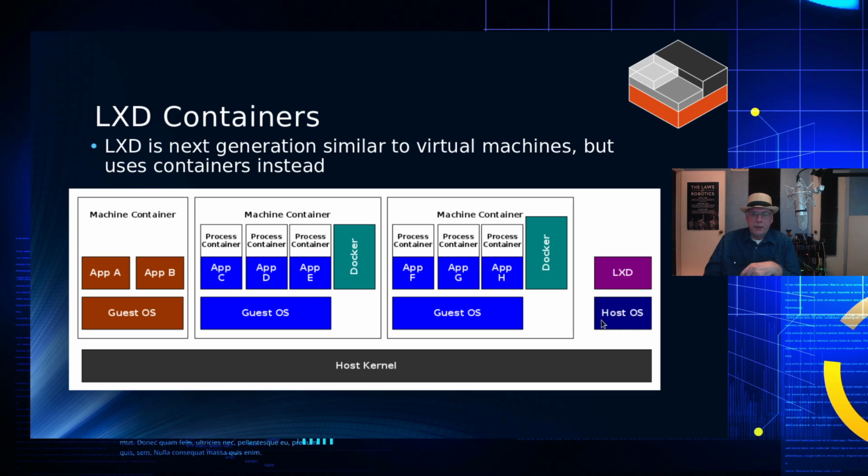So you still have a host kernel, you have a host OS, and you have LXD over here. And then across here, these would be LXC containers, and then you have apps and their guest OSs, just like you would under a VM, only you have process containers contained within them. So you have Docker and virtual machines all in one. That's the idea. And yes, you can run Docker inside of those as well.